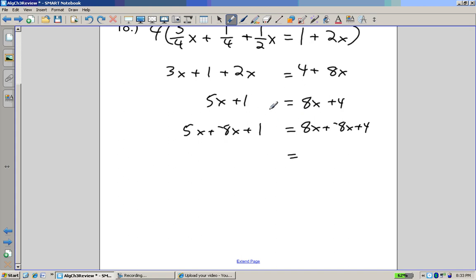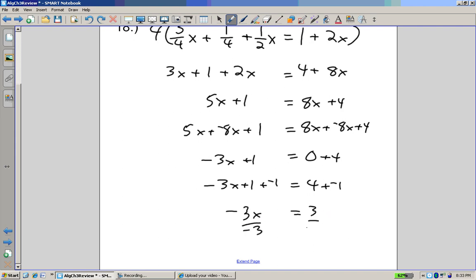Then get all your variables onto the same side. First addition or subtraction, so add the opposite of the term that's on the same side here. First addition or subtraction, then multiply, divide.